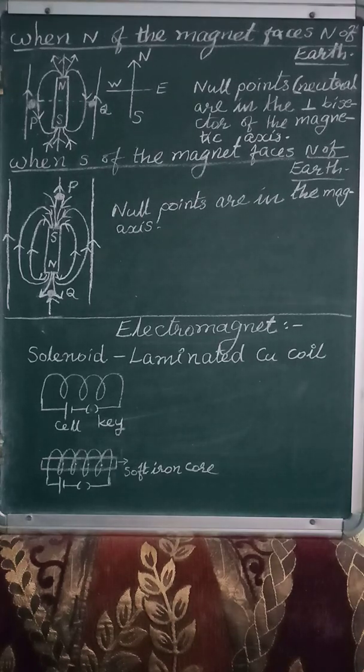Children, today we have done the last part of magnetism. Its first topic, null point, is a little tough. Go through the diagram given in the book as well as in the video, read it and understand the topic, children. Take care. Okay, children.